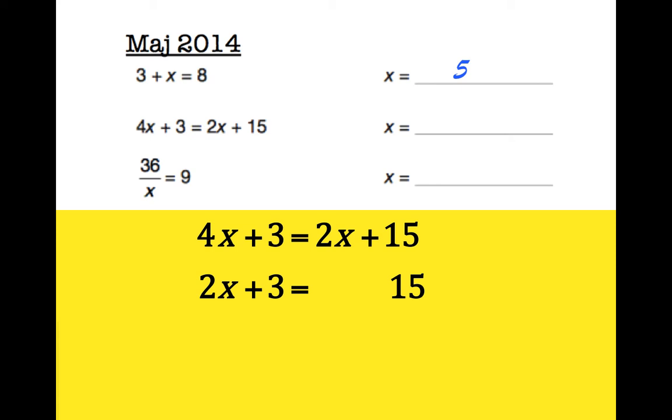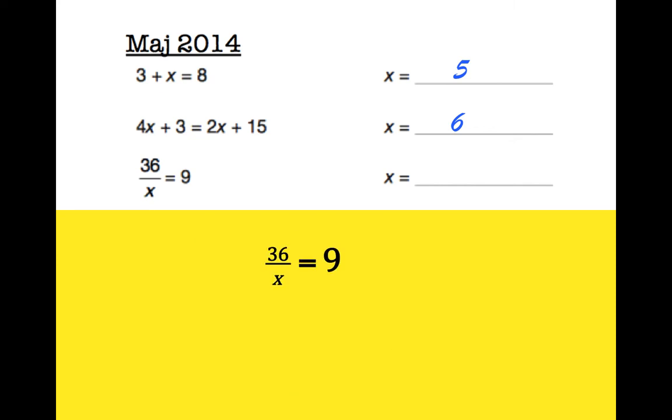Taking away 2 x's from both sides, we get 2x plus 3 equals 15 on its own. We'd like to get the 2x bit on its own, so we want to take away the 3 from both sides, giving 2x equals 12. But we don't want to know what two x's are, we want to know what a single x is. So 2x equals 12, divide both sides by 2, x equals 6.